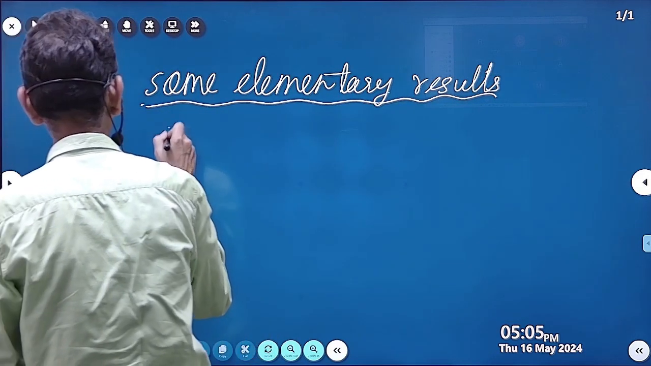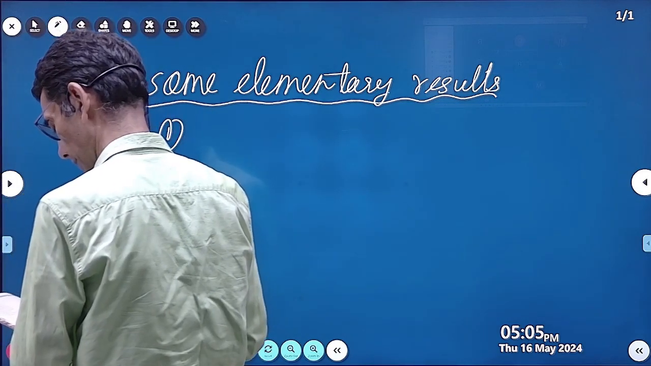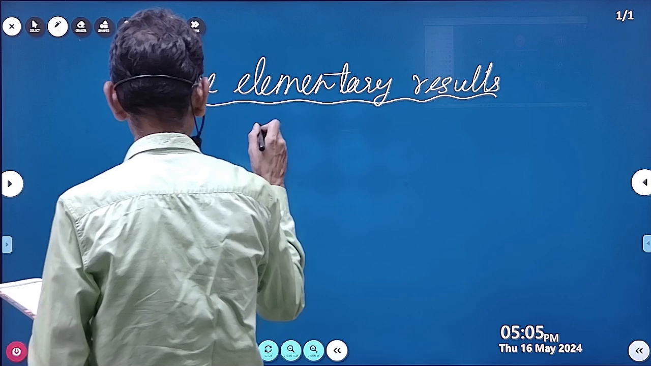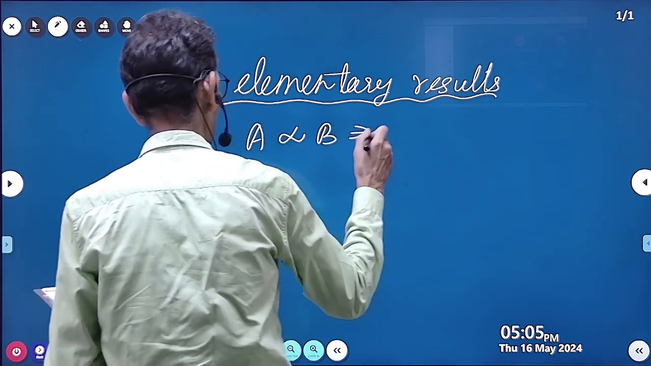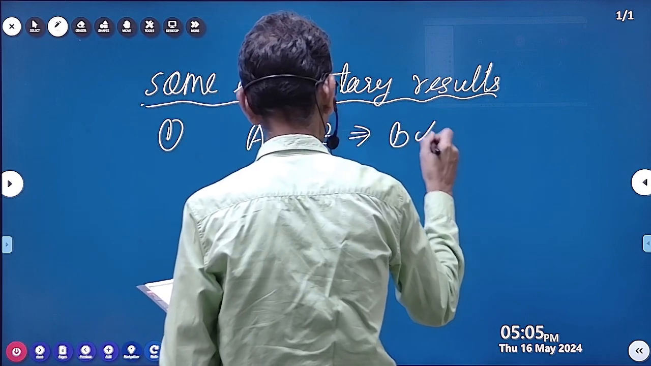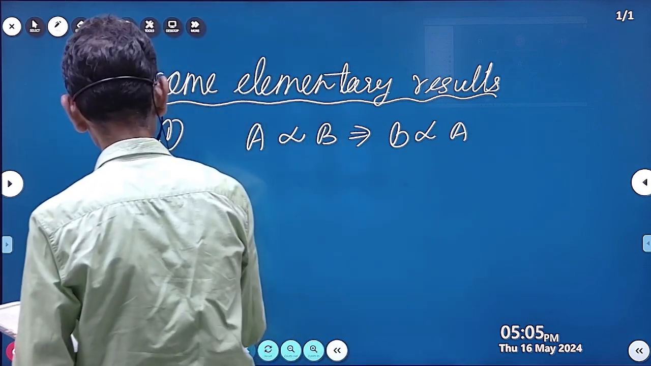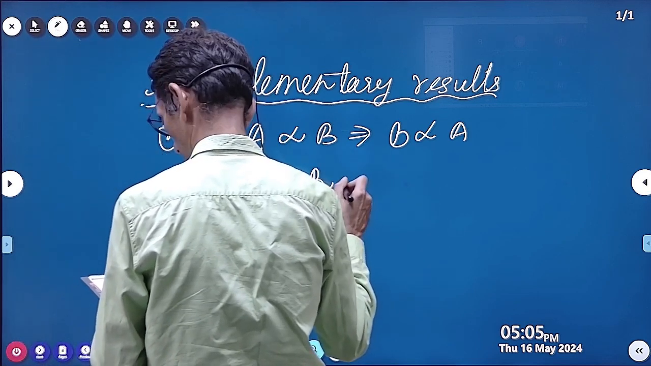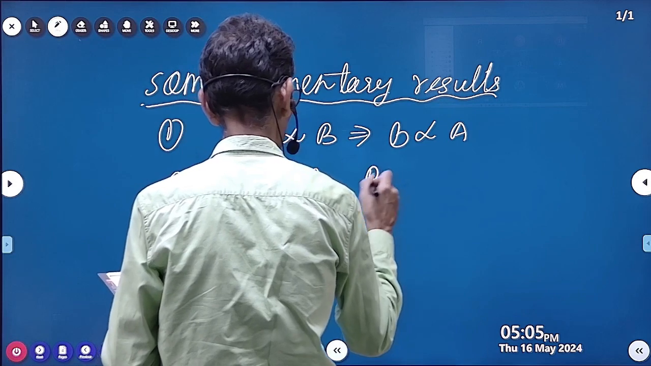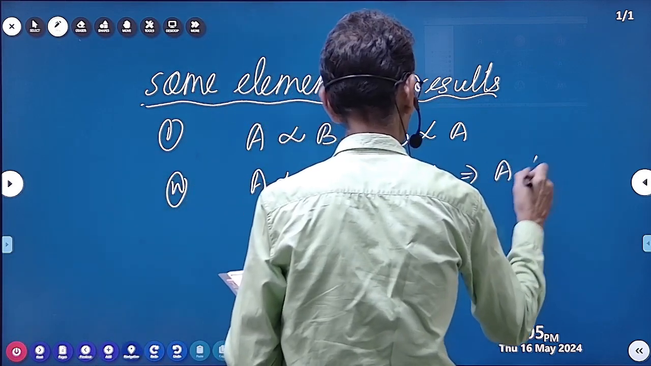Okay. You don't need to write everything because it's there. So I'll just write 1, 2 and I will discuss them. 1: If A is proportional to B, this always implies B is proportional to A. Or 2: if A is proportional to B and B is proportional to C, this always implies A is proportional to C.